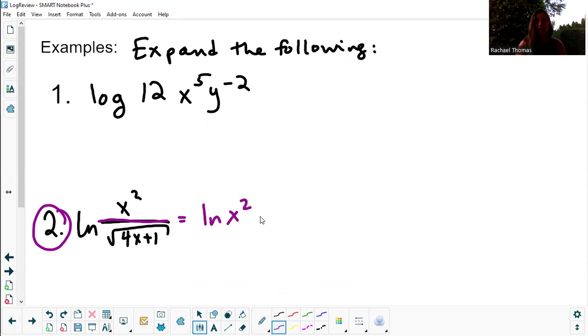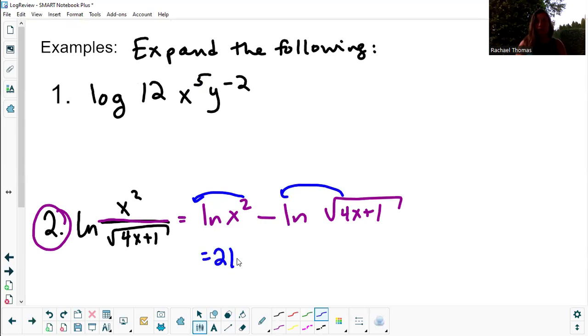This is the log of x squared minus the natural log, in this case natural log, of 4x plus 1, root 4x plus 1. Now I'm going to do my exponent law, log law 3. So this becomes 2 log x minus, you might remember that the square root is to the 1/2 power, minus 1/2 log of 4x plus 1, and I'm done. I can no longer break up anything that's inside these log expressions with multiplication, division, or exponents, so I'm done. That's as expanded as it gets.